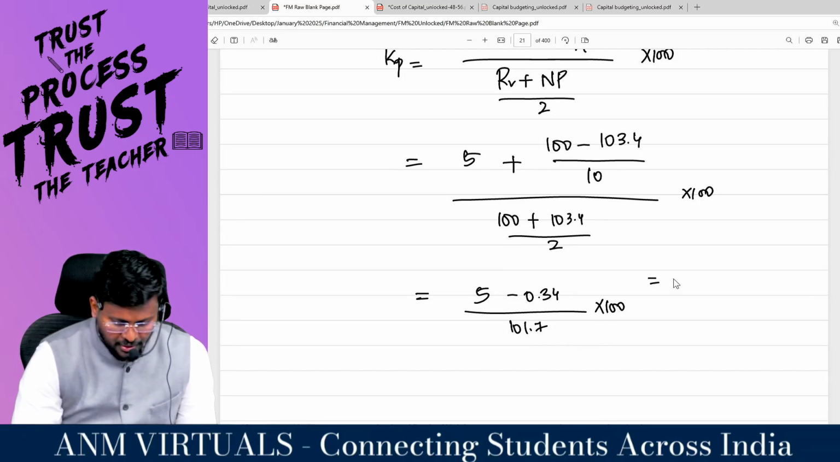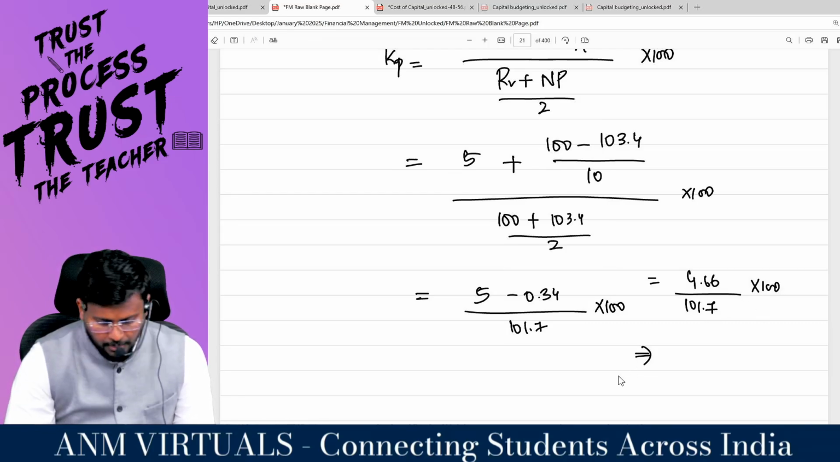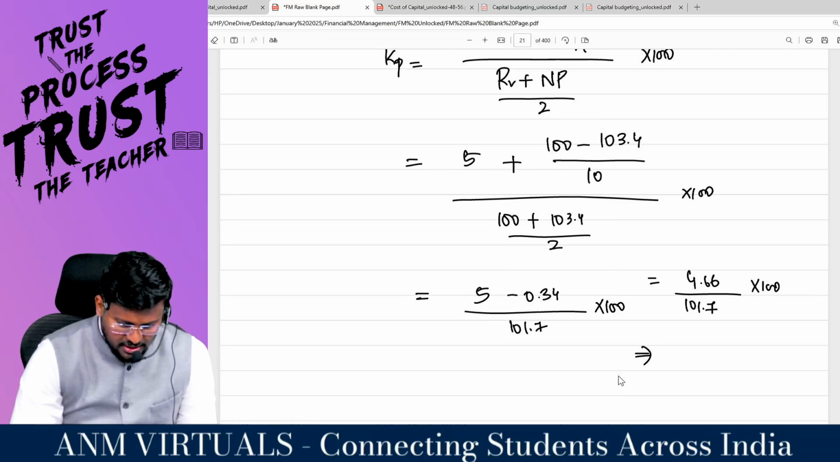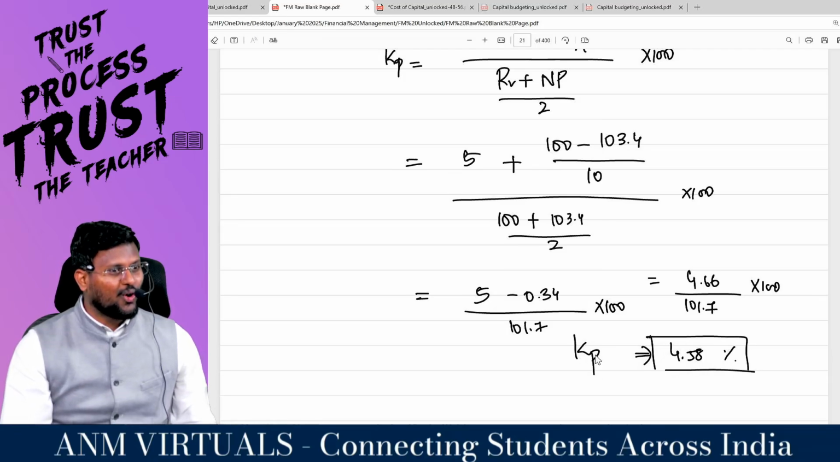Are you really with me? So 5 minus 0.34 comes to 4.66 divided by 101.7 into 100. Are you all really with me? So 4.66 divided by 101.7 into 100 comes to 4.58%, which is the KP.